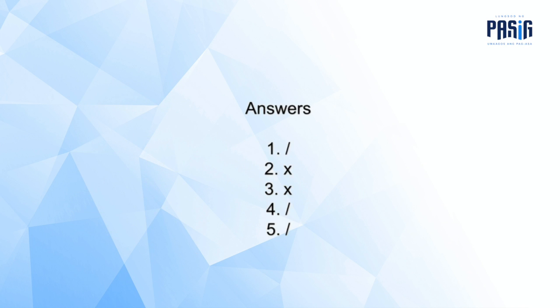Here are the correct answers. Number 1 is check because it gives detail to the main idea, while number 2 and number 3 are X. They do not support the main idea, and numbers 4 and 5 are check.